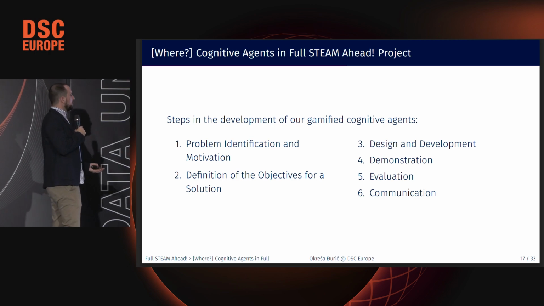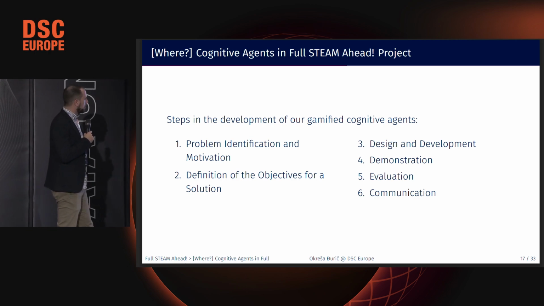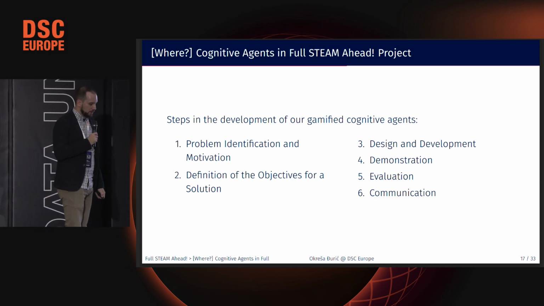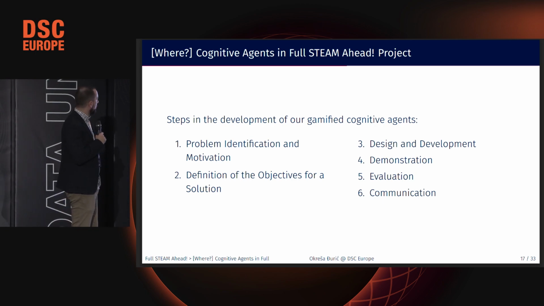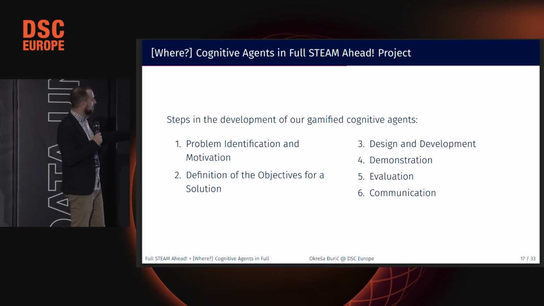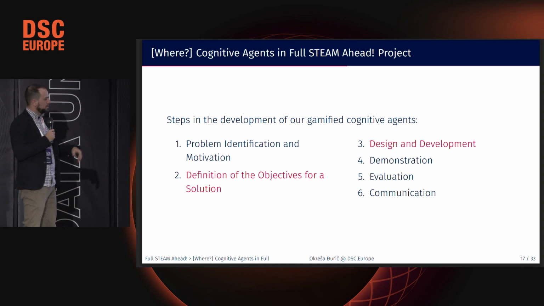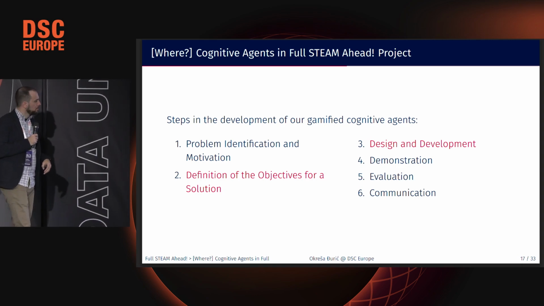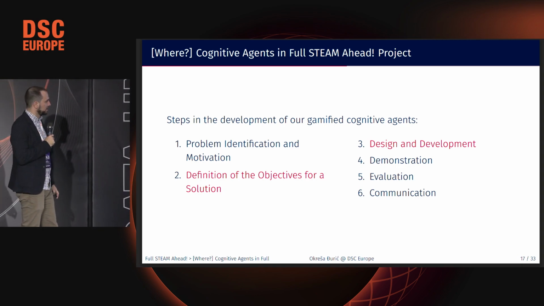Now, to develop those agents, we had to define the problem and motivation, why that is needed, then define the objectives, design the agents, demonstrate and evaluate. So these two will be more detailed in the next couple of slides, but I'll talk about 4, 5, and 6 as well.